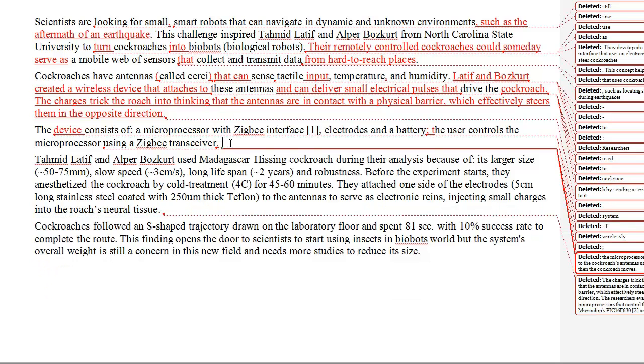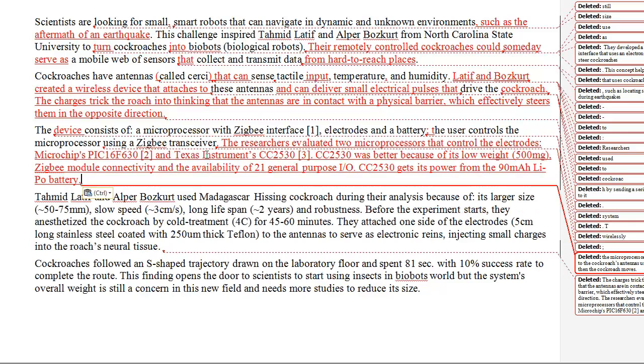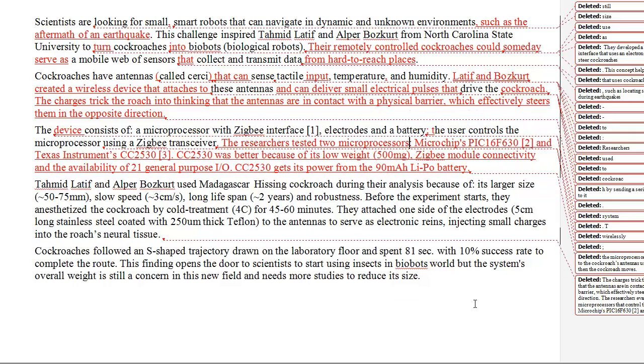So I'm going to move that up from the third paragraph. So now, as long as we're talking about the device, let's talk about the microprocessor in the device. So the researchers evaluated, I'm going to change evaluated to tested, I like that just slightly better. So tested two microprocessors. I don't think we have to say that control the electrodes, that's implied, so we can just go right into we know there's a microprocessor, here are the two ones that they tested. And then the CC2530 was better because of these reasons.